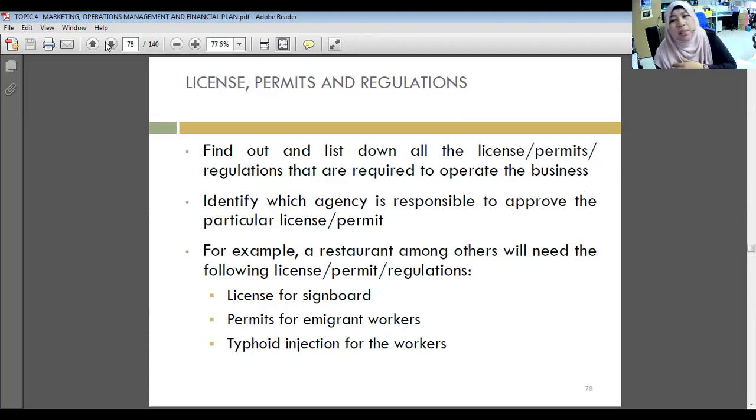Okay, so they say here, for example, a restaurant among the others will need the following license or permit and regulation. So license for the signboard. So the signboard, if you realize, mostly what happened, the municipal maybe takes it off, because they are put in certain places illegally, meaning to say in an illegal way. They did not get some permission.